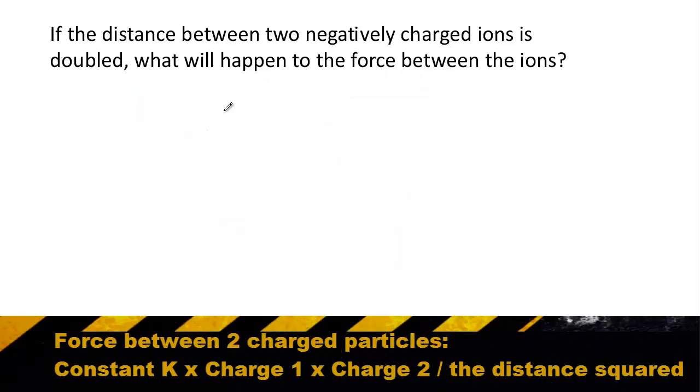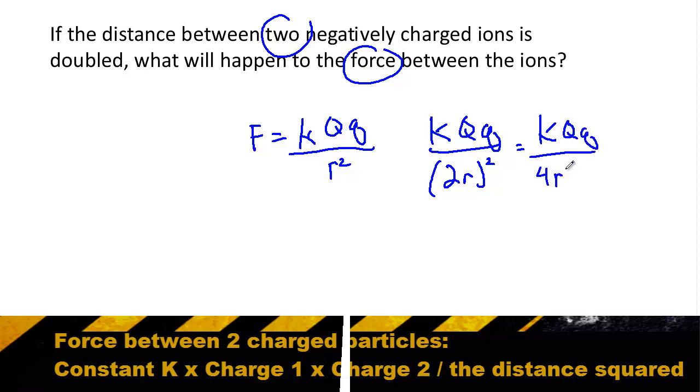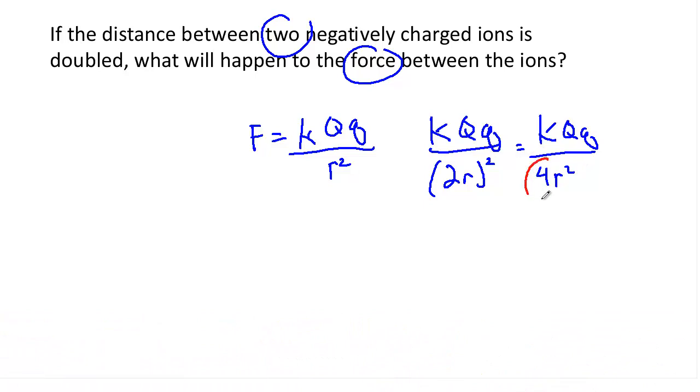This problem here is really nothing more than recognizing the appropriate equation to use. When you're talking about the force between two charged particles, the equation to use is the force of two charged particles is the electrical constant K times charge 1 times charge 2 divided by the radius squared. So if we double the distance, our new equation becomes KQQ divided by (2r) squared, which is the same thing as KQQ divided by 4r squared. So we've reduced the total force by a factor of 4.